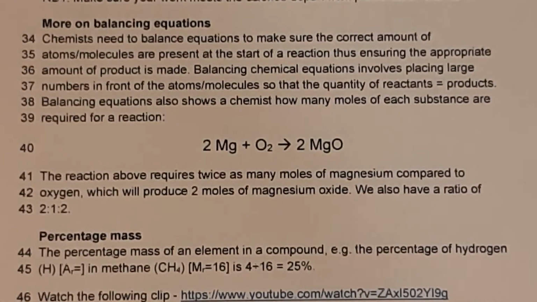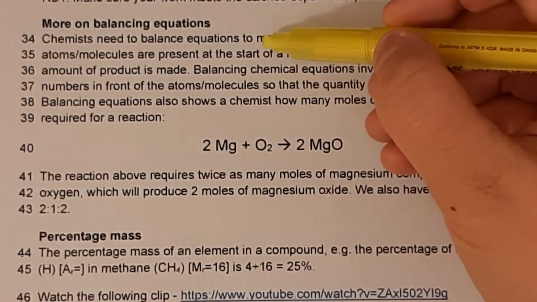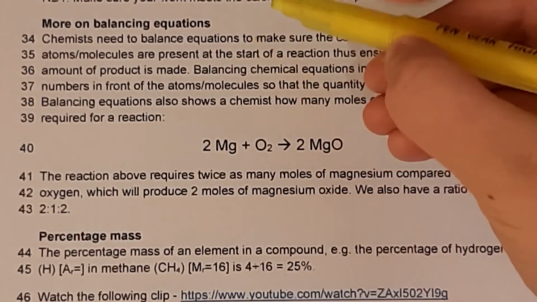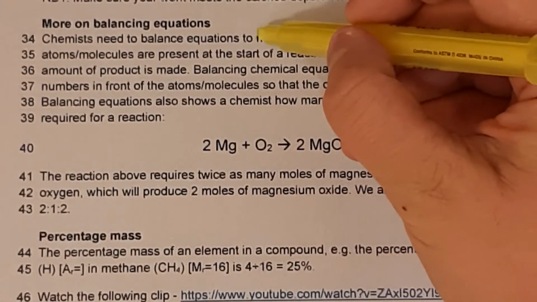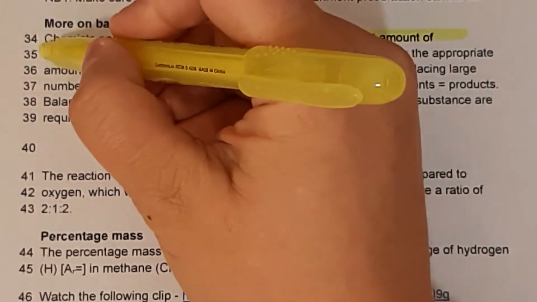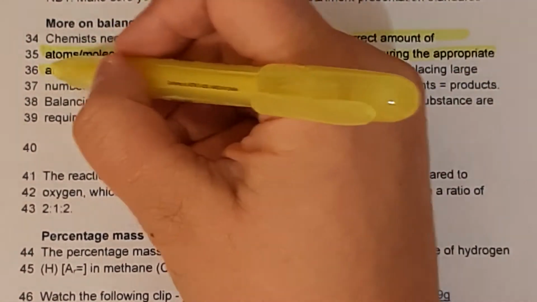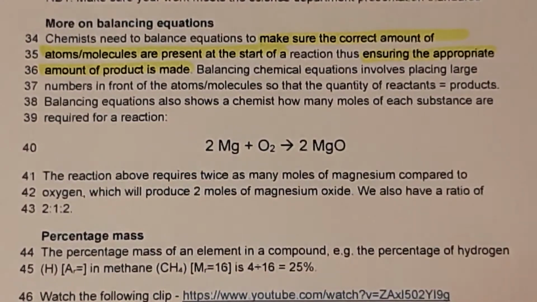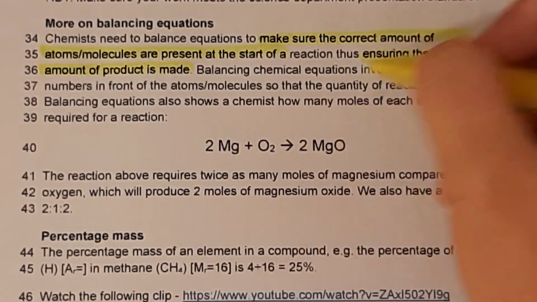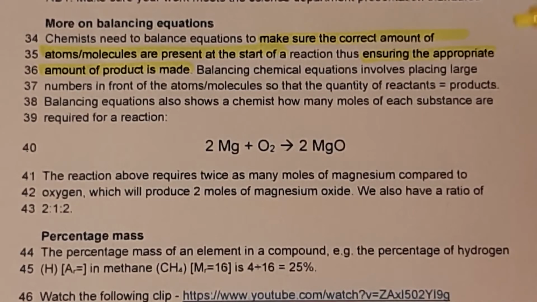So we're going to move on to balancing equations. It's really important that we can balance equations, and the main reason we need to do this is to make sure that the correct amount of atoms or molecules are present at the start of the reaction to ensure that we get the appropriate amount of product. So balancing chemical reactions involves placing large numbers in front of the atoms or molecules so that the quantity of reactants is equal to the quantity of the products.